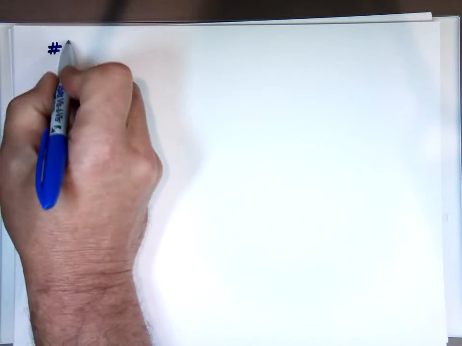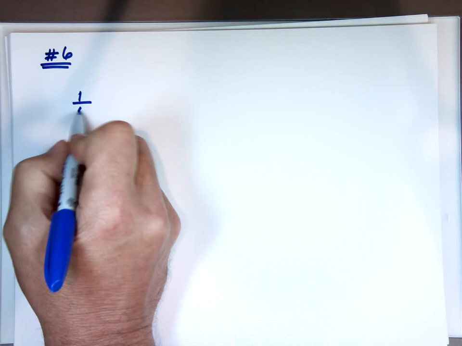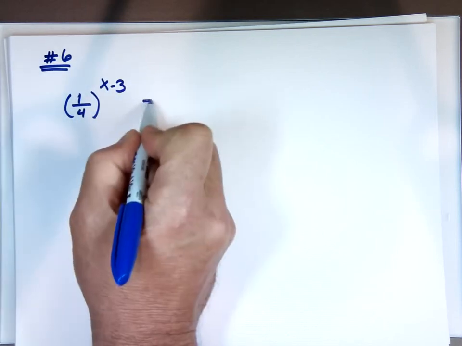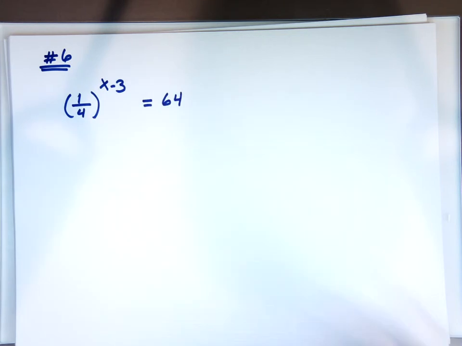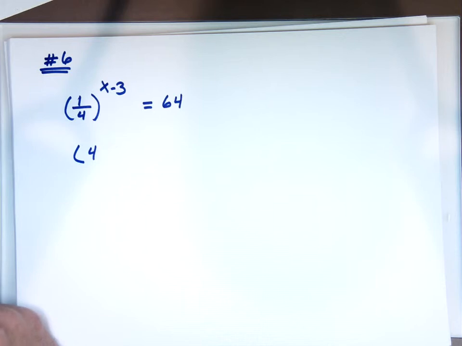Let me try number 6. Again, section 1.6. I have 1/4, I like this one, to the x minus 3 equals 64. Now I can use a calculator for this, but I don't think we need it. Why? The 1/4, I can write that as what? 4 to what power? Minus 1, very good.